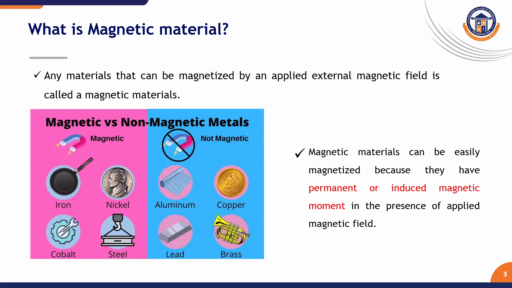What are magnetic materials? Magnetic materials are substances that can be magnetized when we apply an external magnetic field. Some materials have a natural or permanent magnetic moment, while others develop one only when exposed to a field. For example, iron, cobalt, and nickel are well-known magnetic materials that can easily be magnetized. On the other hand, materials like copper, brass, or aluminum are not magnetic. The essential difference lies in the way electrons are arranged inside the atoms of these materials.